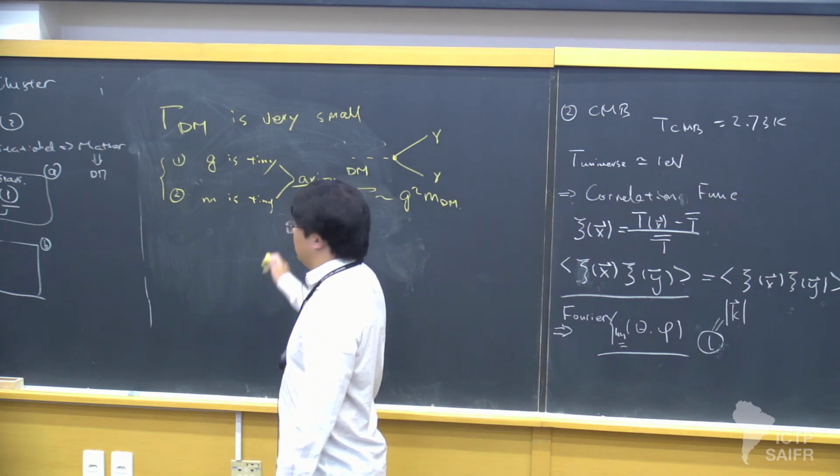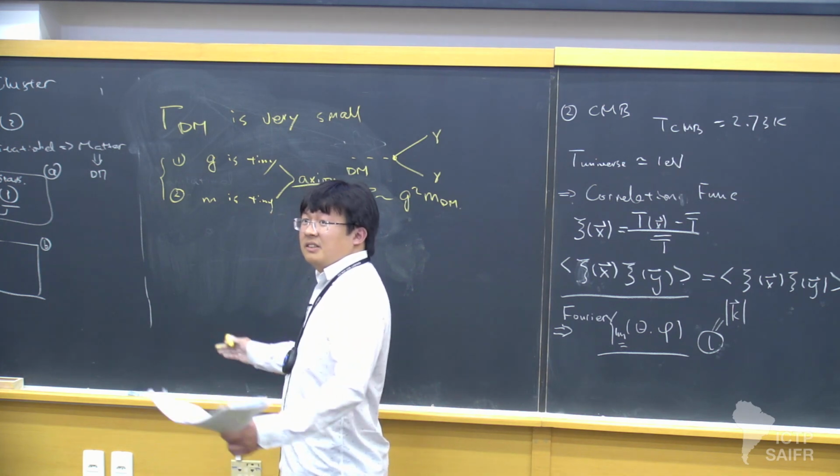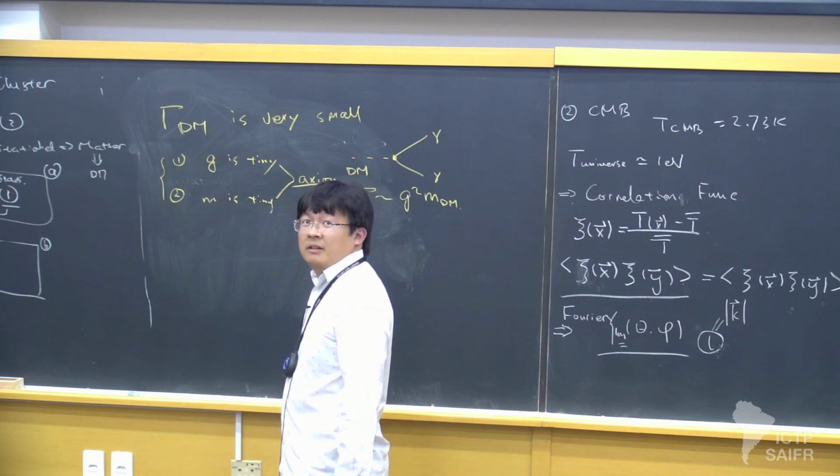So that's type 1. What is some other type of particle which won't decay? Does the electron decay? Why doesn't the electron decay?